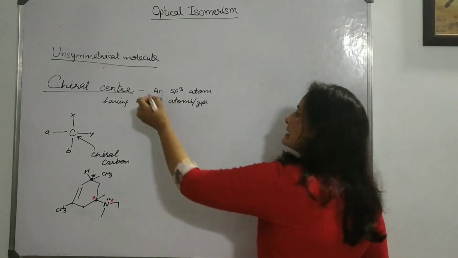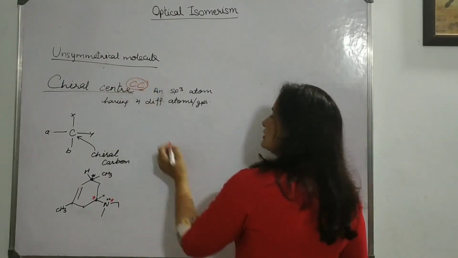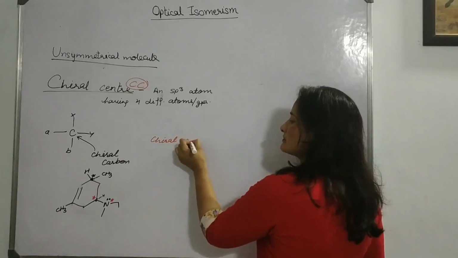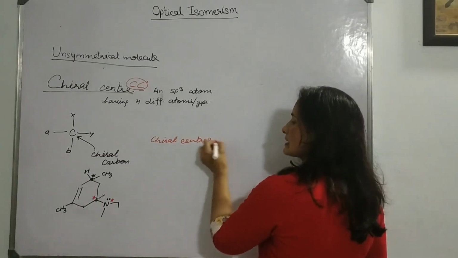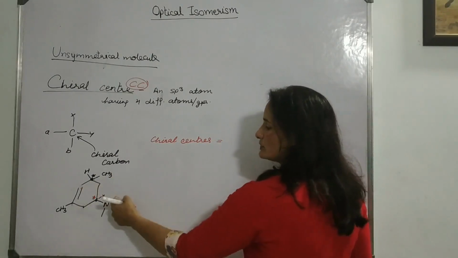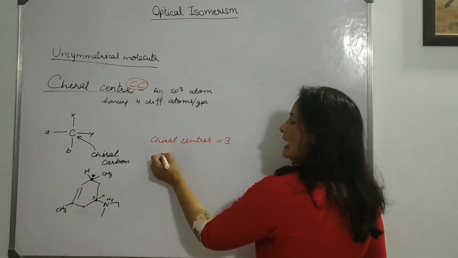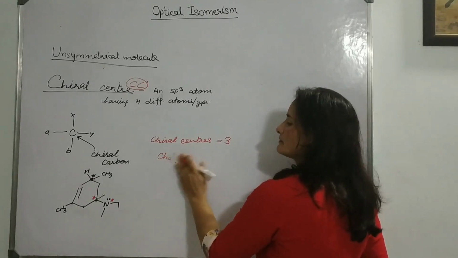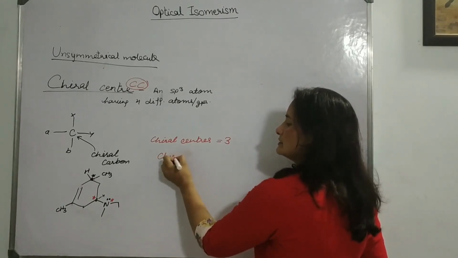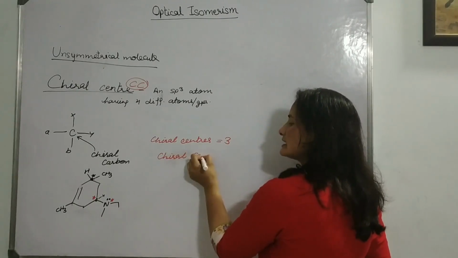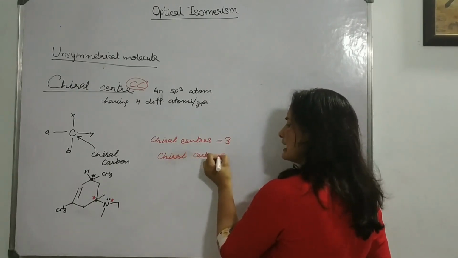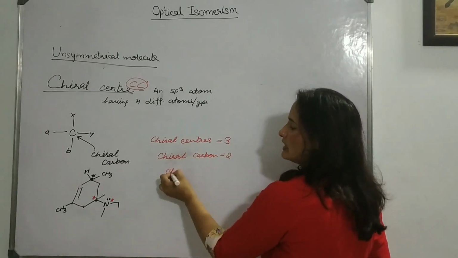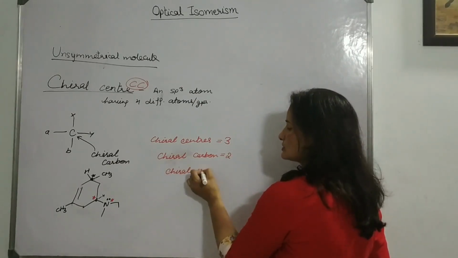So how many chiral centers are there? Total chiral centers in this molecule are 1, 2 and 3, and out of that, how many chiral carbons are there? So be careful whether they are asking for chiral carbon or chiral center. Out of the 3, 2 are chiral carbons, and another one is the chiral nitrogen.